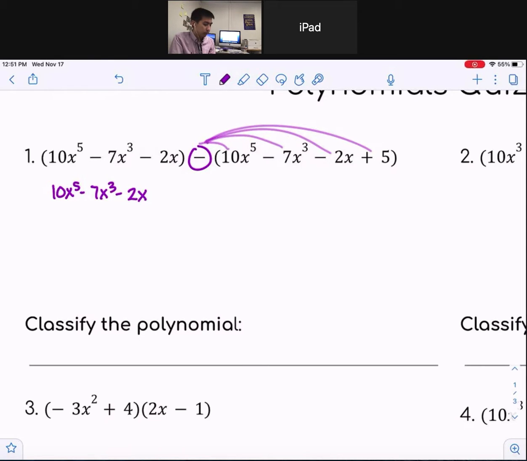A negative sign times positive 10x to the fifth is negative 10x to the fifth. A negative sign times negative 7x to the third is a positive 7x to the third. Negative times negative 2x, positive 2x. Negative times 5, minus 5. Now we can combine like terms.